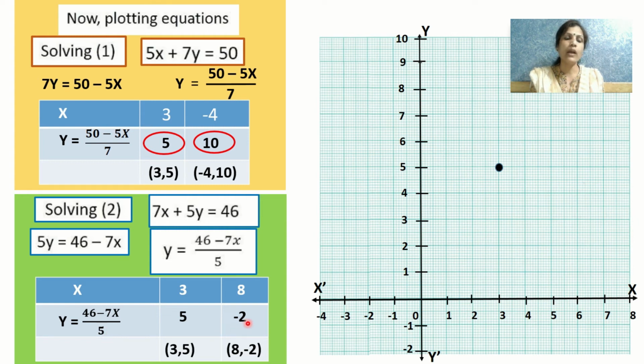So we get the value of y as minus 2. Hence our two coordinates are (3, 5) and (8, -2). Now we have coordinates of both the equations. Let's try plotting it. First coordinate is (3, 5) and you will plot it like this. Second coordinate is (-4, 10).